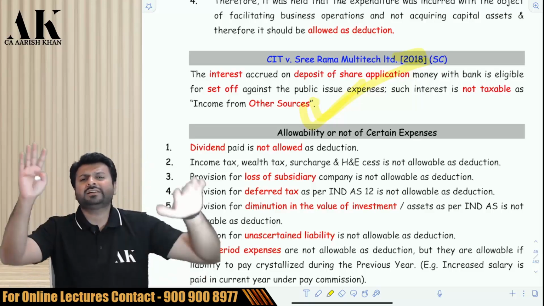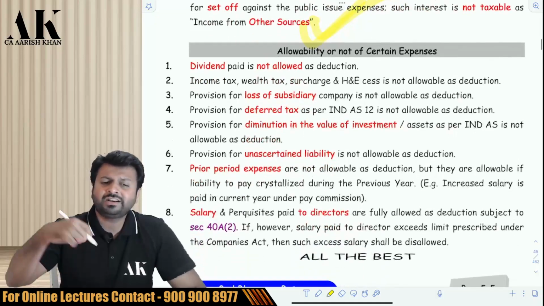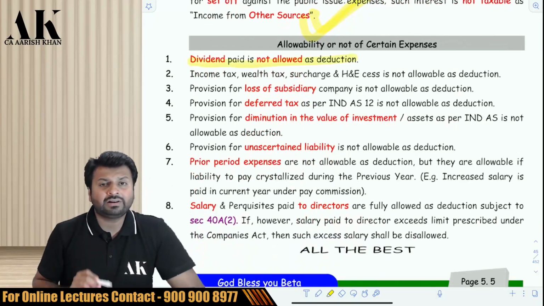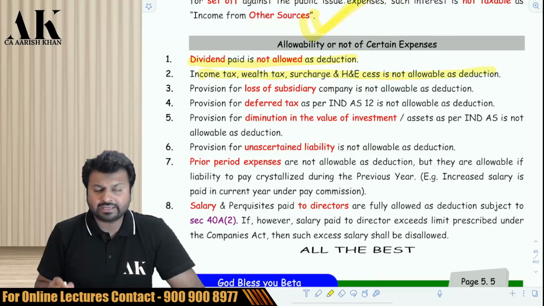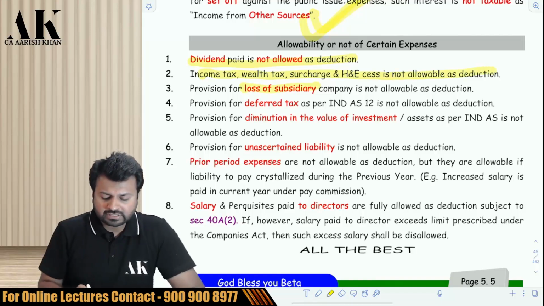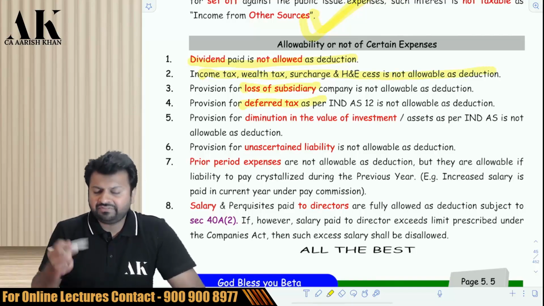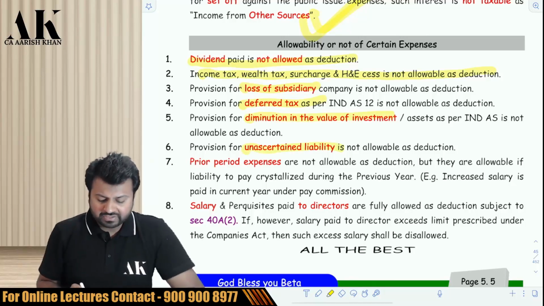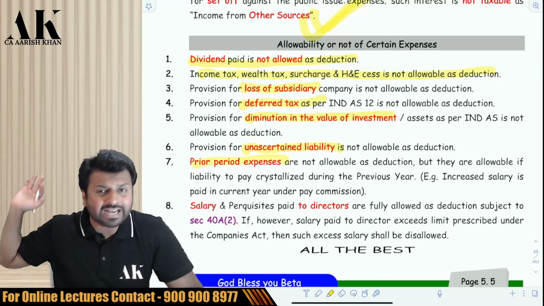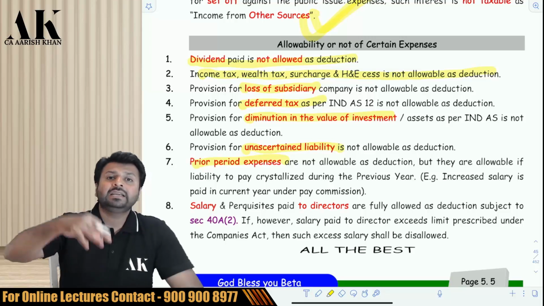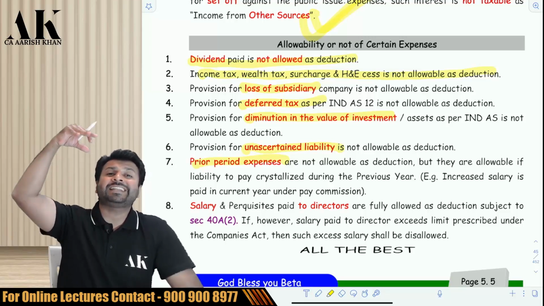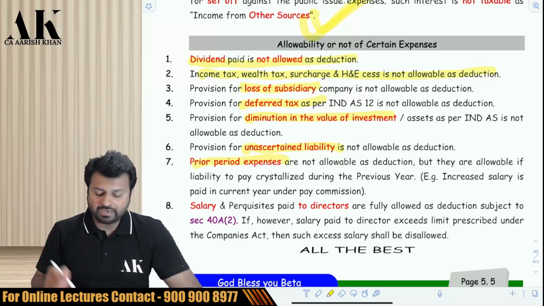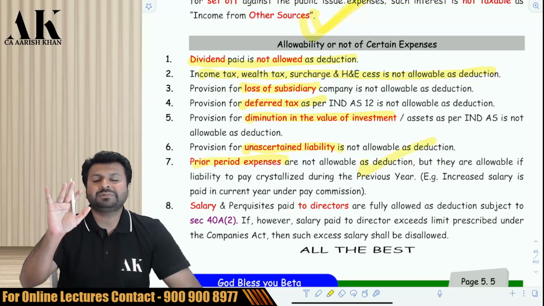And then I have put certain general discussions also: dividend paid will not be allowed as deduction; income tax, wealth tax, surcharge, health and education cess will not be allowed as deduction; provision for loss of subsidiary not allowed as deduction; deferred tax not allowed as deduction; diminution in the value of investments not allowed as deduction; provision for unascertained liability not allowed as deduction; prior period expenses not allowed as deduction, but if the liability to pay that expense is crystallized in the current year, then it can be allowed as deduction. By default, prior period expenses are not allowed as deduction.